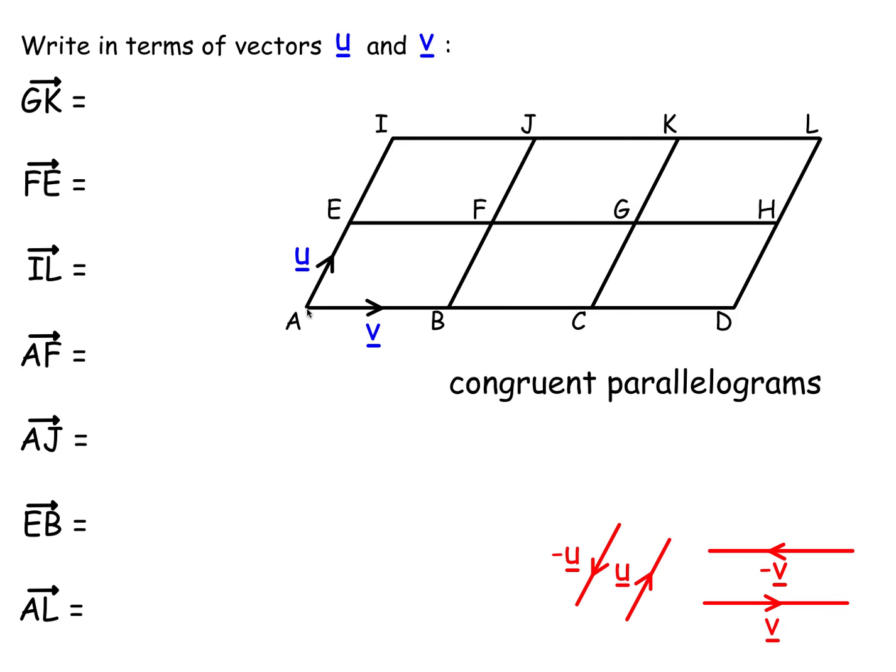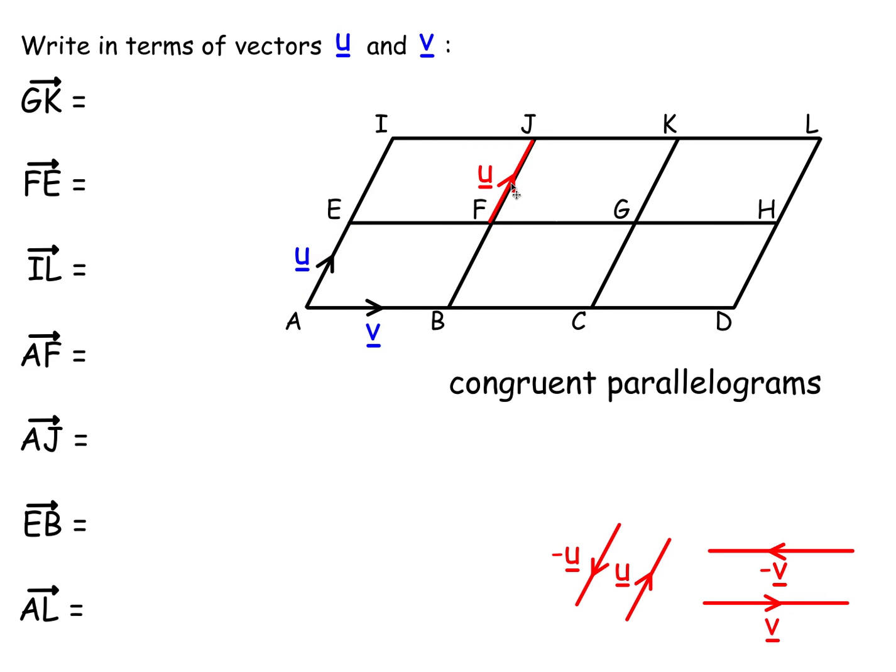This side here, AB, is a representative of vector V. So directed line segment AB is a representative of vector V, and directed line segment AE is a representative of vector U. Any other vector, same size and direction as AE, will also be vector U.